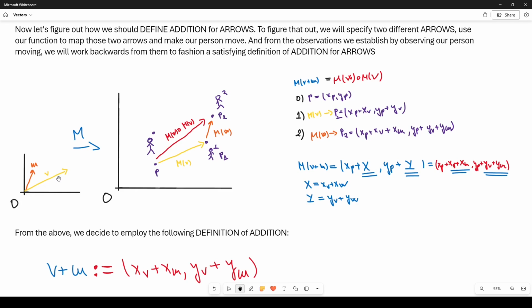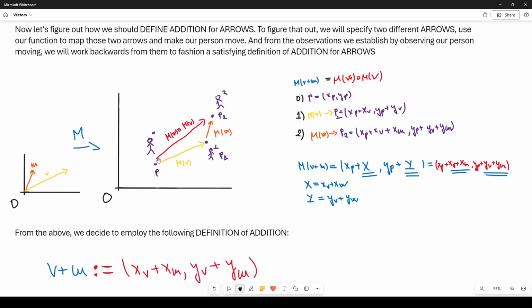What kind of arrow? That's what we're going to figure out using M. So when I give my person the arrow V using M, well, they'll move like this. And then if I give them W after having given them V, they will move from this location to this. So they will do this movement. Well, we can draw an arrow from this point to this point. So if they go this way or they go directly this way, the result is the same.